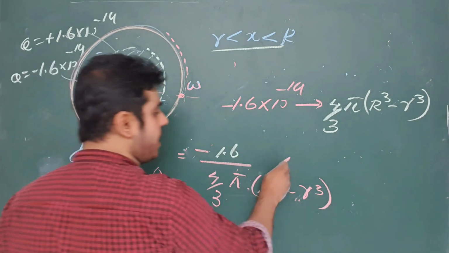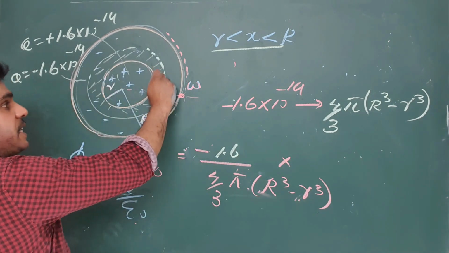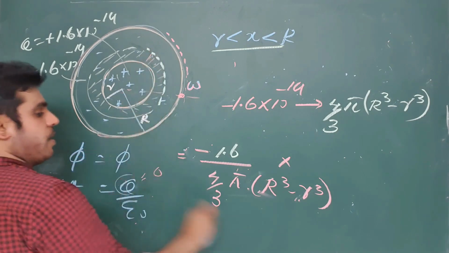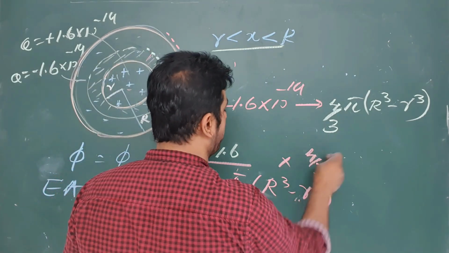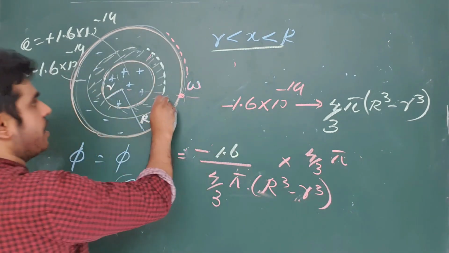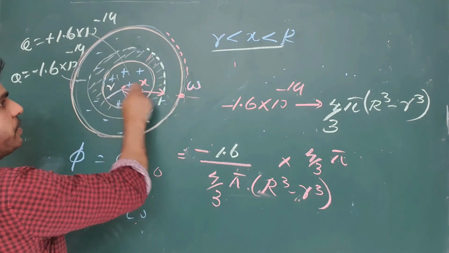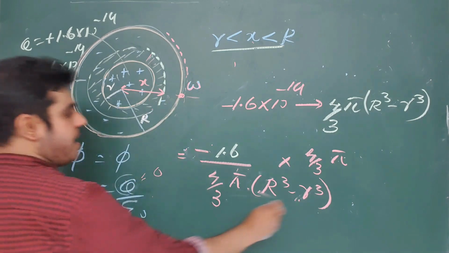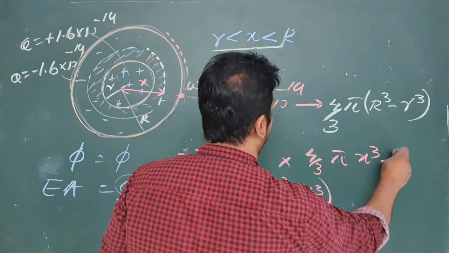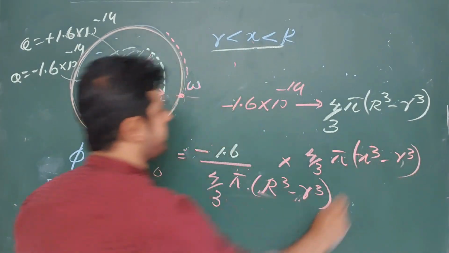Then multiply by the necessary volume. The necessary volume is this one, which should be multiplied by 4/3 π. The distance from here to there is x, because this is x. So it is x cube minus small r cube.